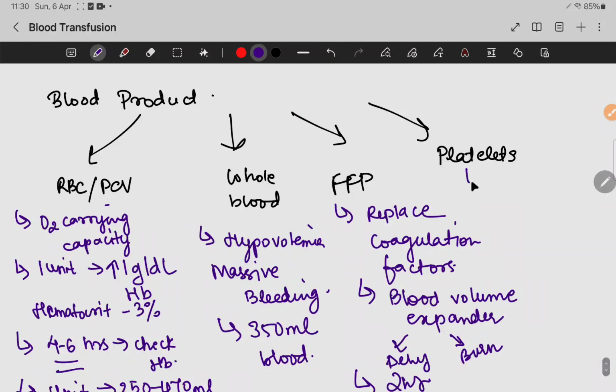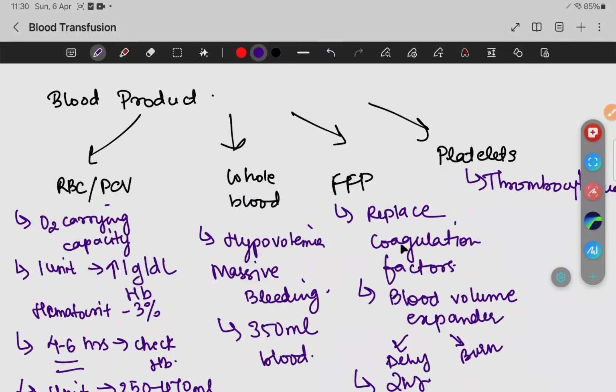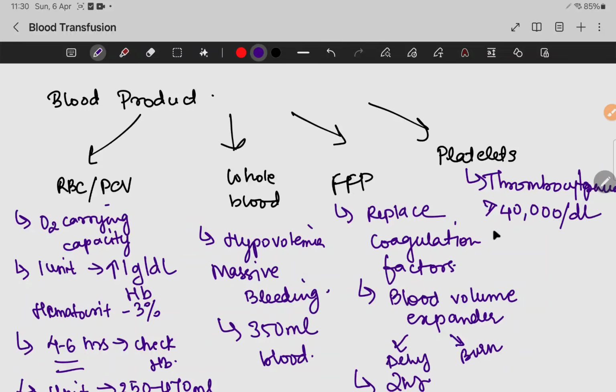Then platelets. So what do we see in platelets is it is used in severely thrombocytopenic patients. For example, less than 40,000 per dl in hemorrhagic patient or less than 10,000 in patients who are not yet bleeding. Okay, each unit contains 50 to 70 ml. Okay, it comes in 5 packs. So total will be 250 to 300 ml.